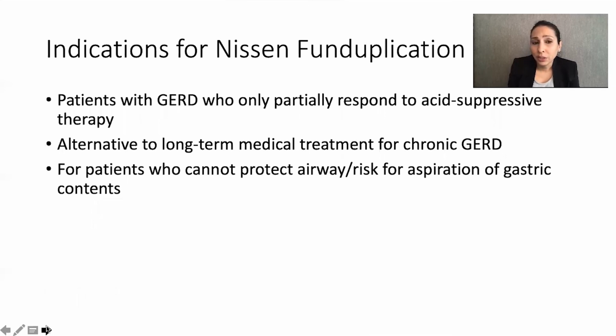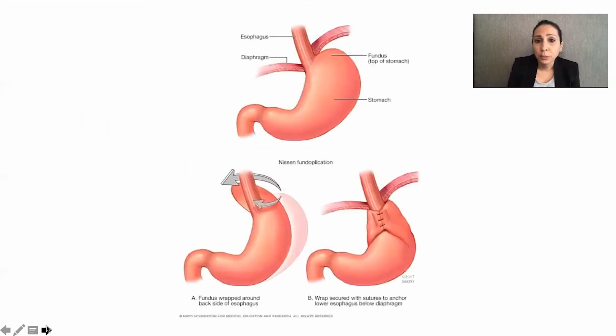Indications for a Nissen fundoplication are for patients with gastroesophageal reflux disease who only partially respond to acid suppressive therapy, as an alternative to long-term medical management for chronic gastroesophageal reflux disease, and for patients who cannot protect their airway or who are at risk for aspiration of gastric contents. The procedure itself involves wrapping the fundus, or the top part of the stomach, around the backside of the esophagus and securing the wrap with sutures to anchor the lower esophagus below the diaphragm.